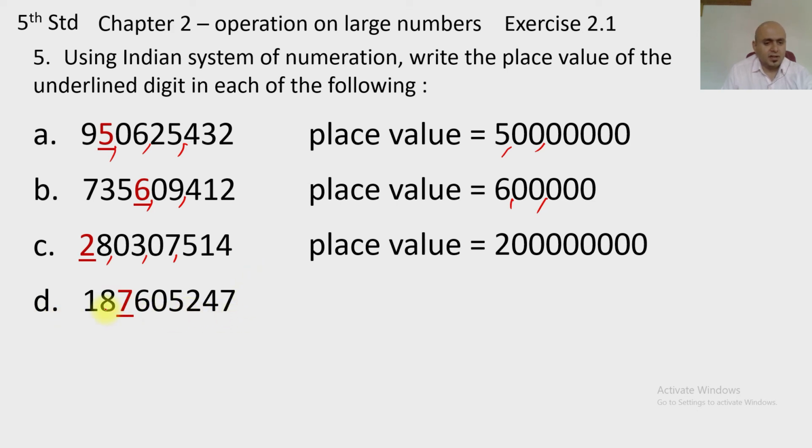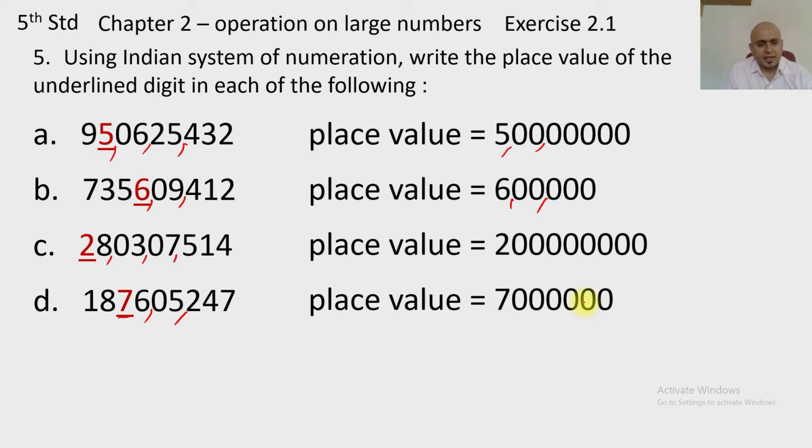187605247. Here they underlined 7. Let us find the value. Ones, tens, hundreds, comma, thousand, 10,000, lakhs, 10 lakhs. So 7 is in 10 lakhs place. Therefore, the place value of 7 is 70 lakhs. Next question.